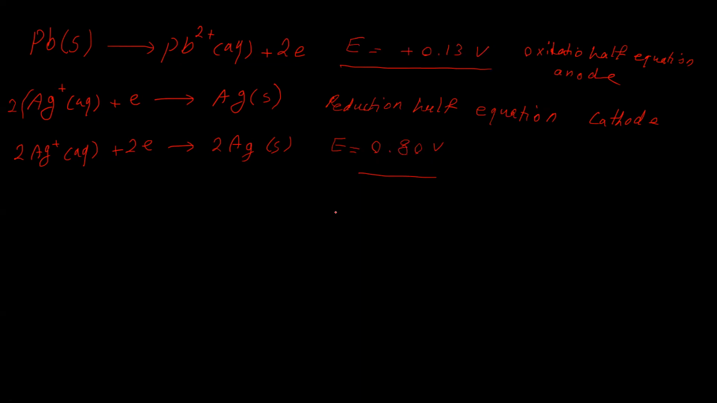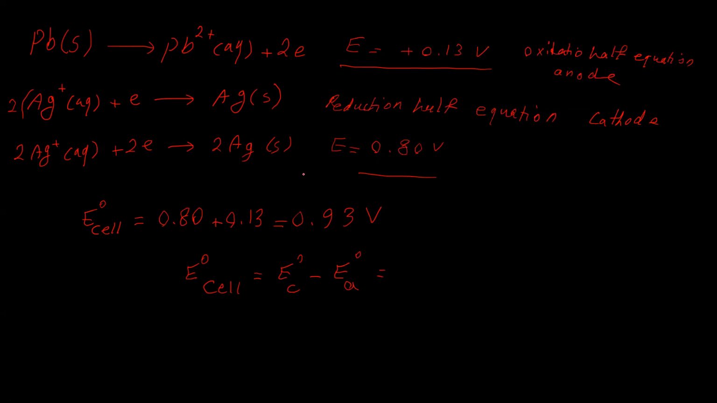To calculate E cell, we just need to add the E° of the half cells. So I can write E°cell, with the degree sign to show it's standard conditions, equals 0.80 volt plus 0.13, that is equal to 0.93 volts. Or we can easily say E°cell is equal to E° cathode minus E° anode. That we get the same result.